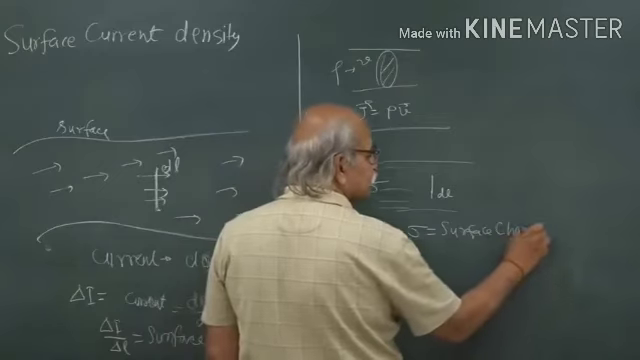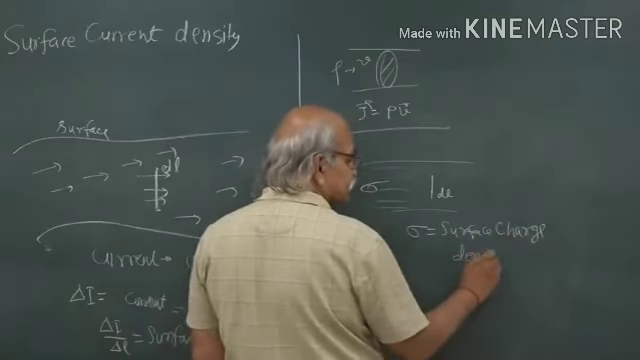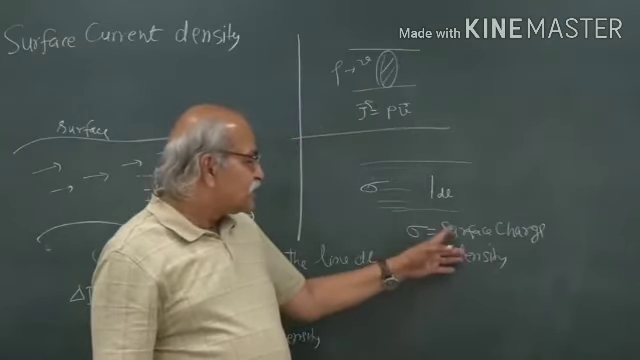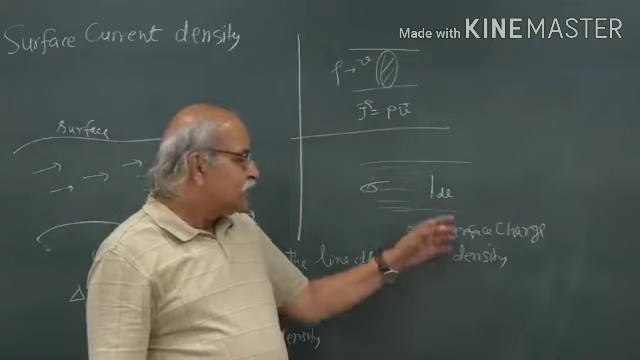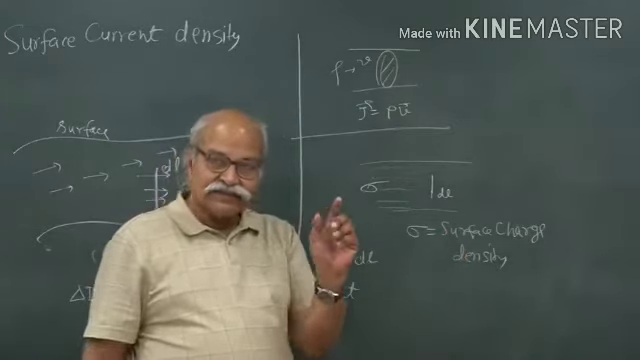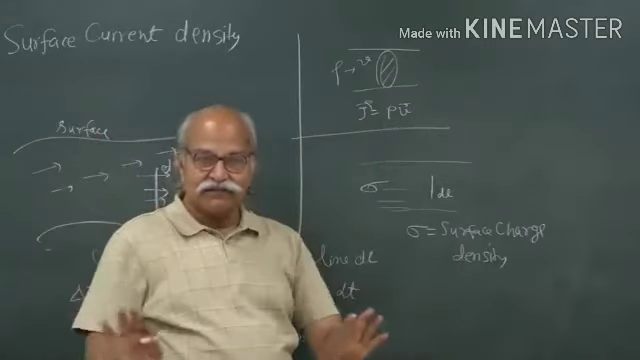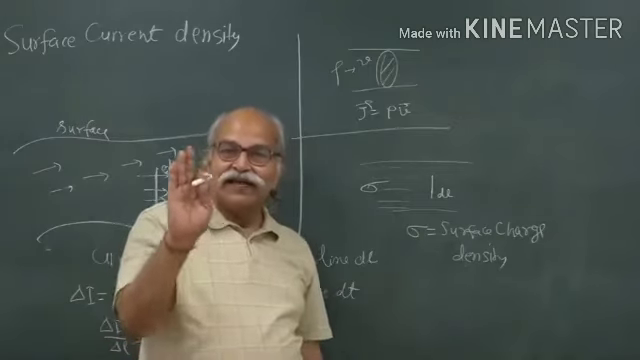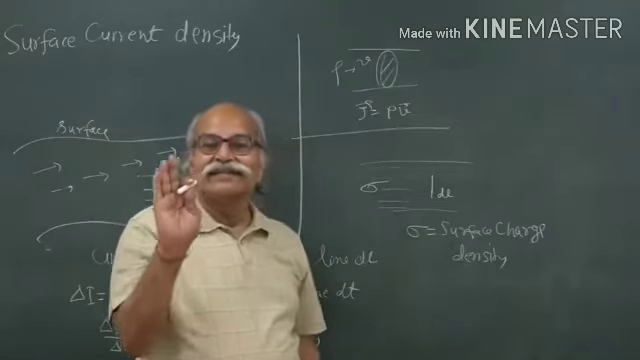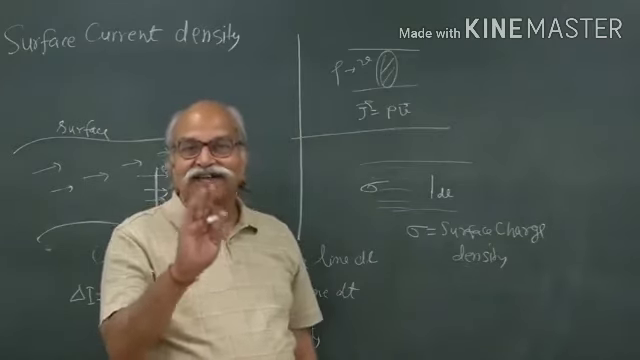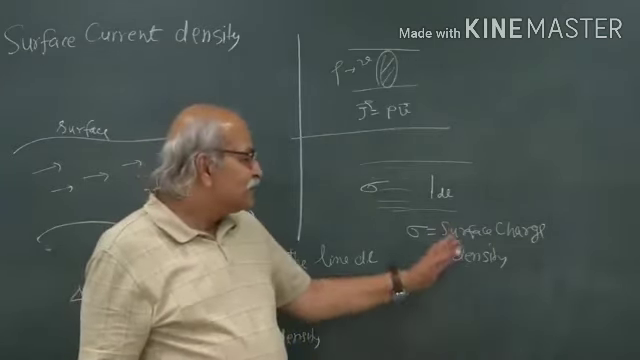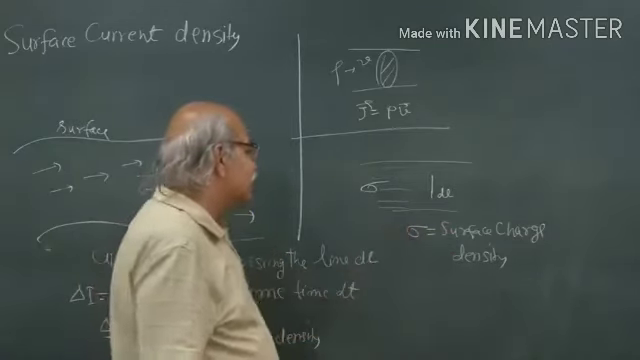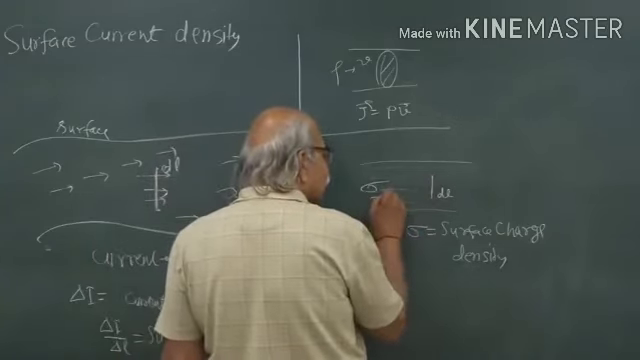So, sigma is surface charge density. And how do I define that surface charge density? The entire charge is distributed on a big surface, and on that surface I take a small dA and then ask how much is the charge in that dA, and that charge divided by area will be surface charge density, which we will write as sigma. And once again they are all moving with velocity v.